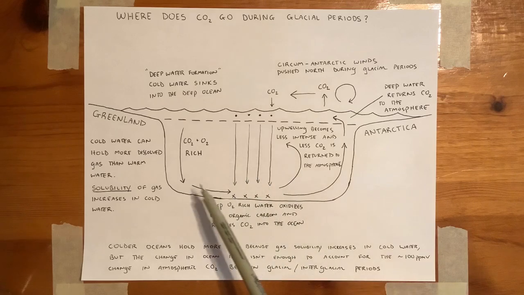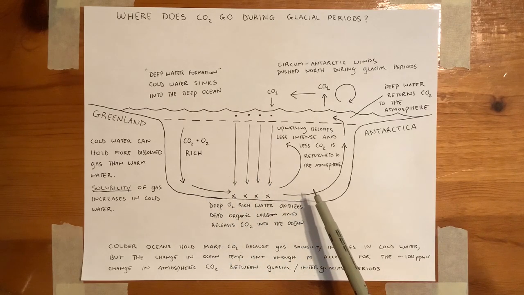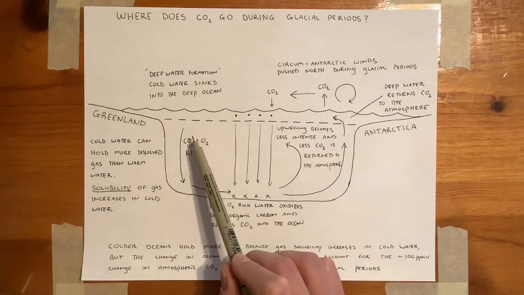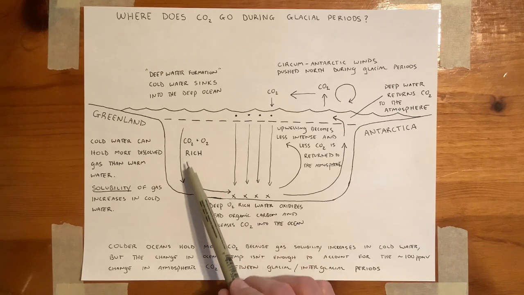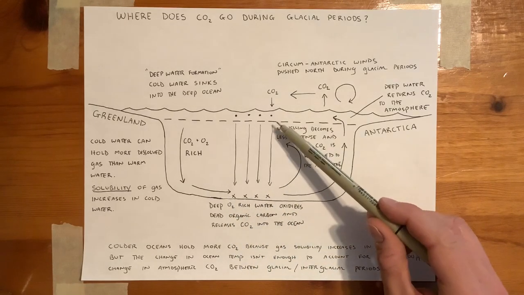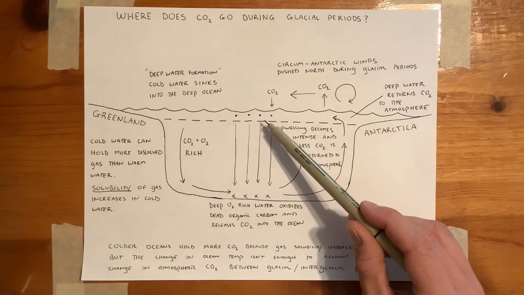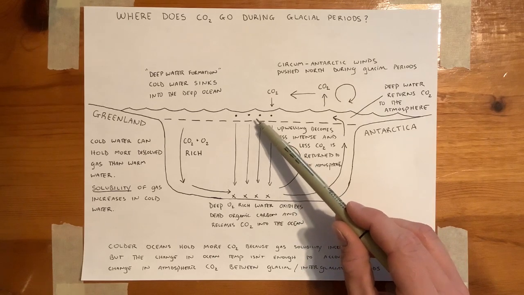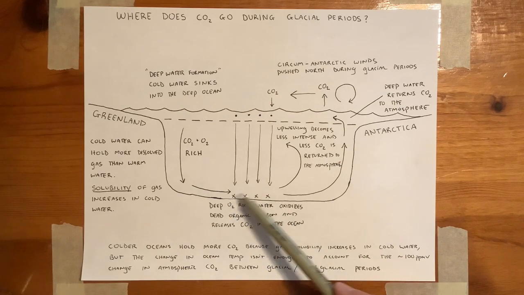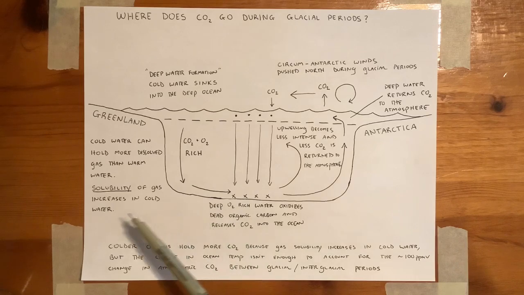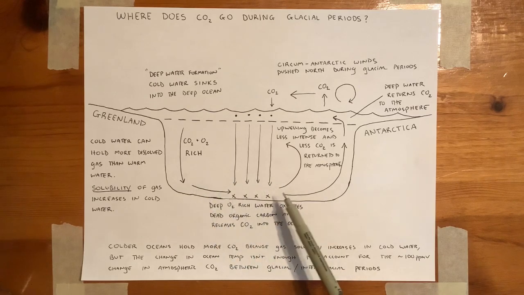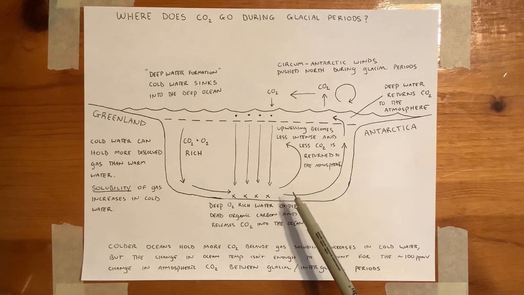And this is a combination of two processes that are referred to as the solubility pump, which refers to cold ocean water being able to pull more CO2 down into the deep ocean whenever it's colder, and also the biological pump, which is the constant transport of dead organic matter down to the seafloor, where it decays and turns into CO2. So these two things are called the solubility and biological pumps, and they control the storage of CO2 in the deep ocean on these glacial interglacial timescales.